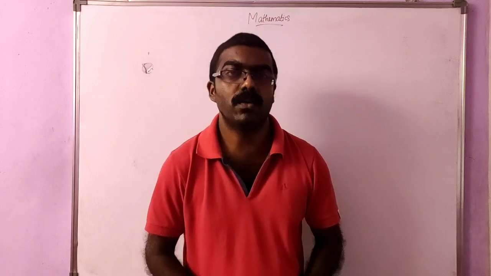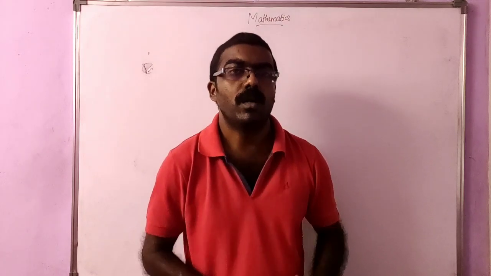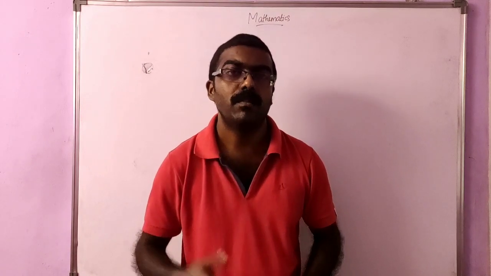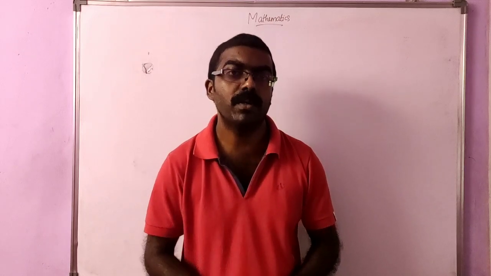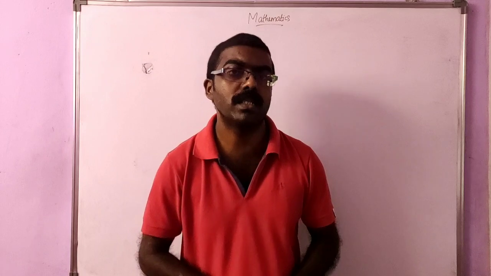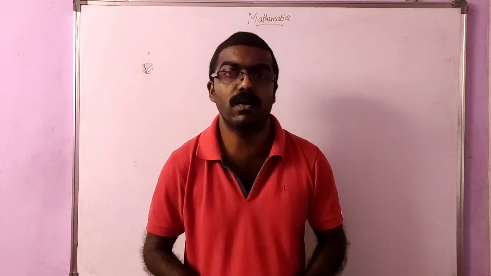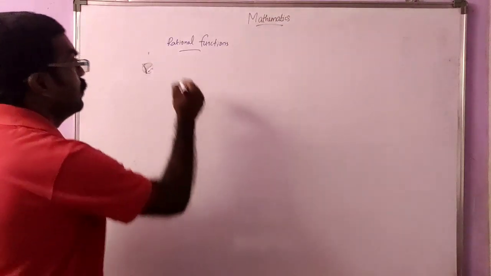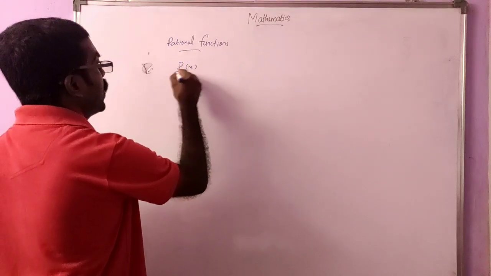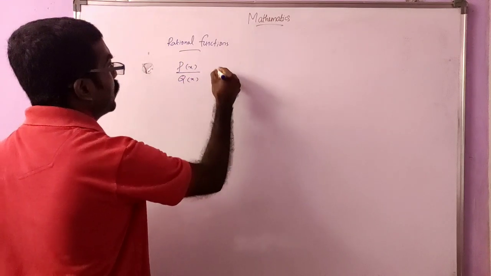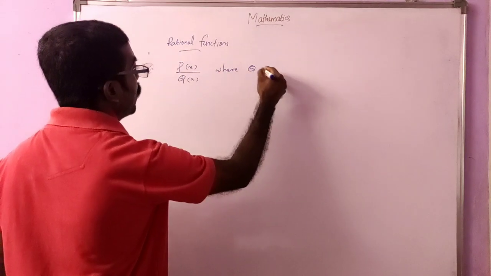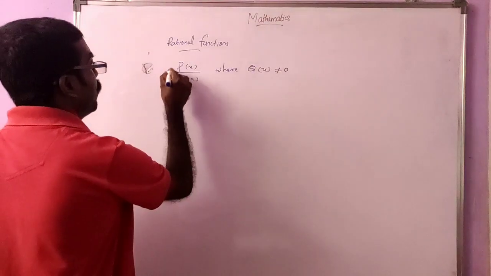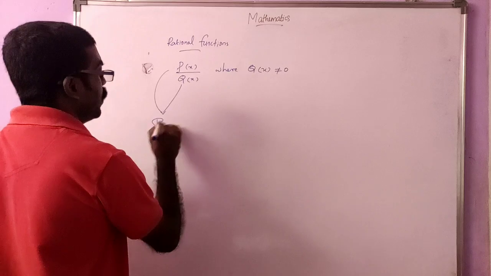In this session we move on to a new topic, integration by partial fractions. We all are familiar with the rational function. What is a rational function? Functions of the type p of x by q of x, where p of x and q of x are polynomial functions with q of x not equal to 0 is called a rational function. That means the denominator is not equal to 0.